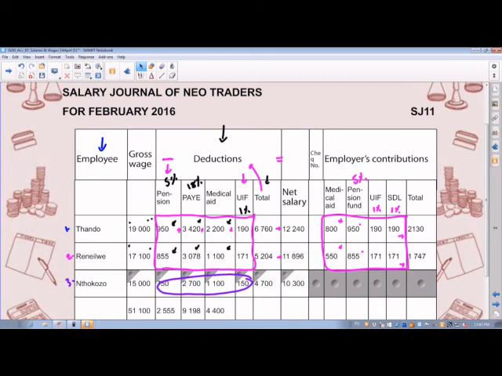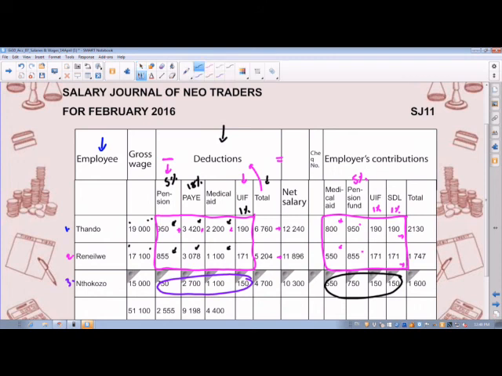And now the employer's contributions. The employer will give the maximum of 550 because it's under 800 Rand. Also, the pension fund contribution is the same because it's a 1 Rand for 1 Rand contribution method. The SDL and UIF will both be at 1%, and then you add all of those amounts up. If you add all of these amounts, you will get your total contributions.